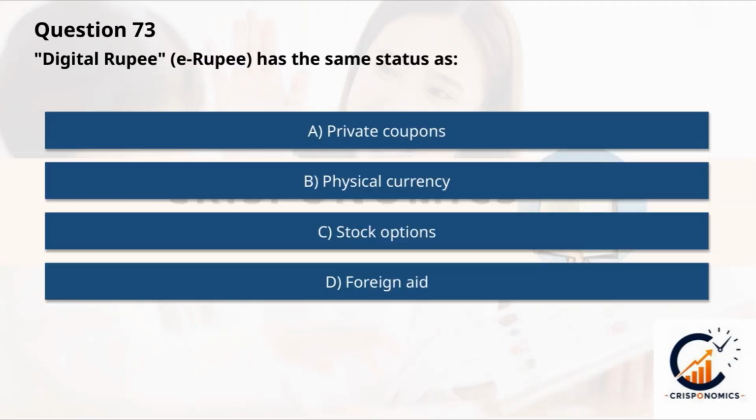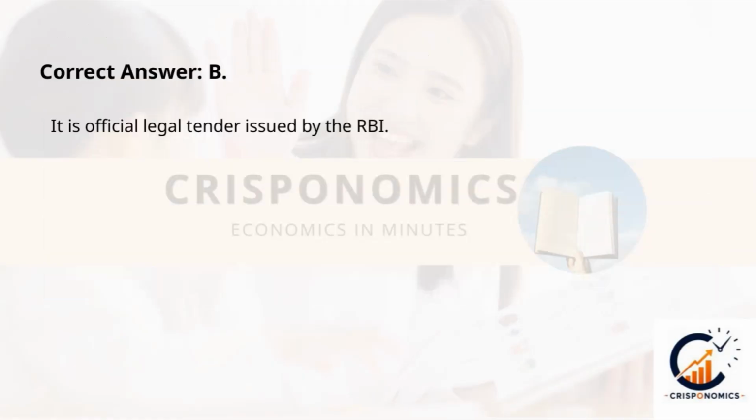Let's talk about the digital rupee, or e-rupee, and its status compared to other forms of value exchange. The question here is, what does the e-rupee stand on equal footing with? Is it foreign aid, stock options, physical currency, or private coupons? Understanding this helps us see how digital currency fits into the broader financial system and why it matters for everyday transactions and policy decisions.